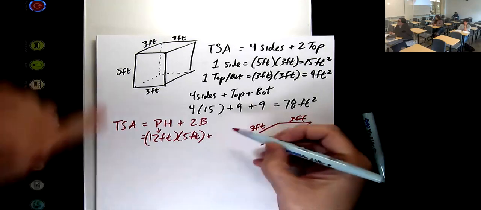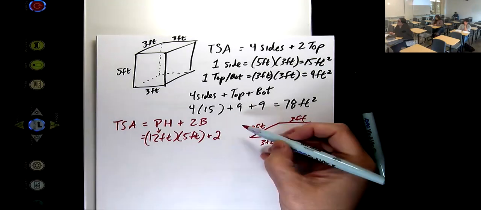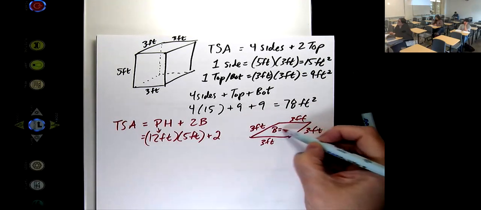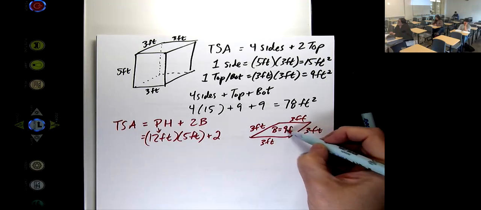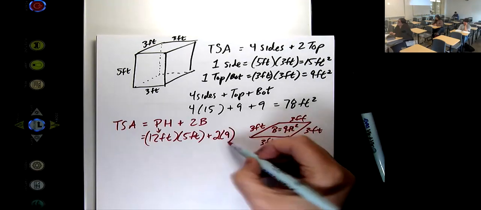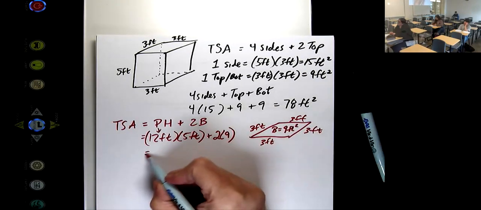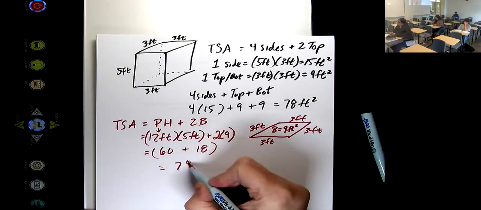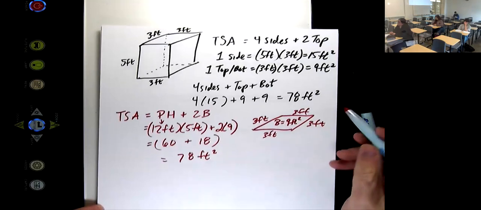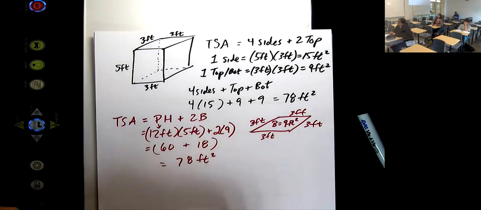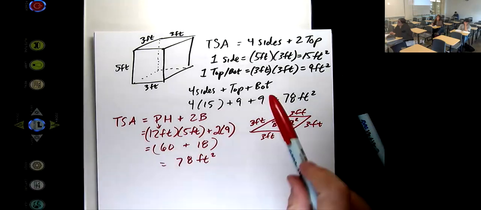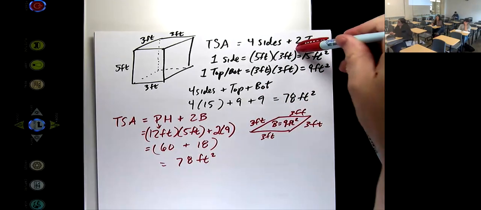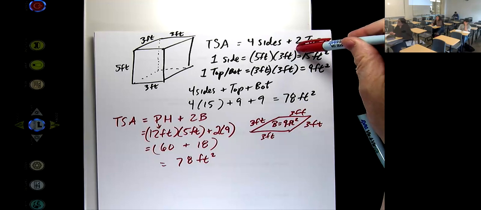The base, I've got 2 times B, which is 3 by 3 is 9, so 2 times 9. So I've got 12 times 5 is 60, plus 2 times 9 is 18. And again, I get the 78 square feet. To be honest, do it this way. I go, what is the area of each side? And I know there's 4 of them, and I add it up.